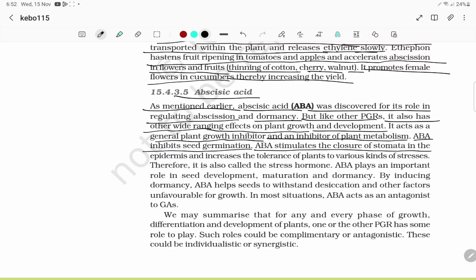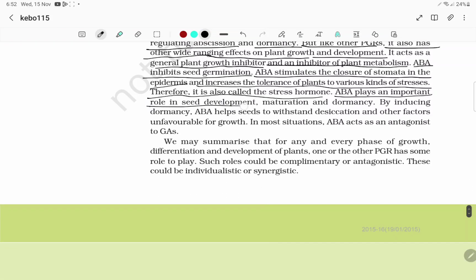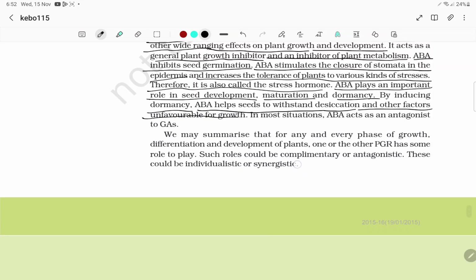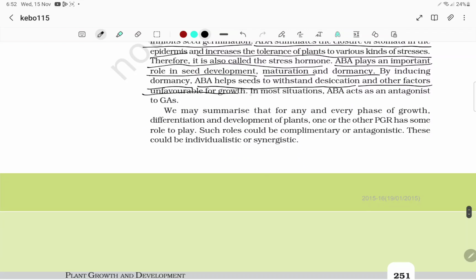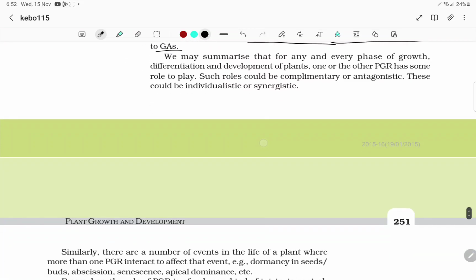ABA stimulates the closure of stomata in the epidermis and increases the tolerance of plants to various kinds of stress. Therefore, it is called the stress hormone. ABA plays an important role in seed development, maturation and dormancy. By inducing dormancy, ABA helps the seeds to withstand desiccation and other factors unfavorable for growth. In most situations, ABA acts as an antagonist to gibberellic acid.